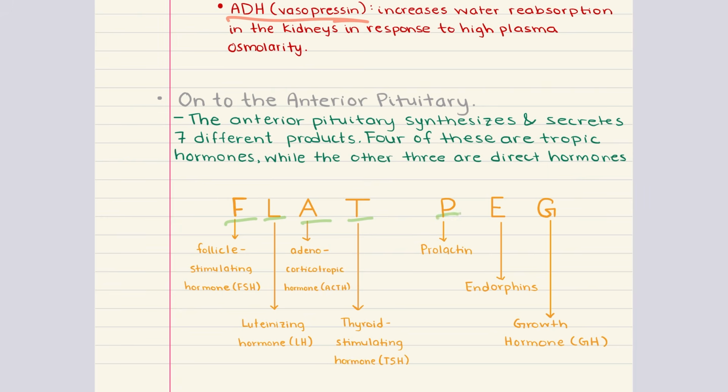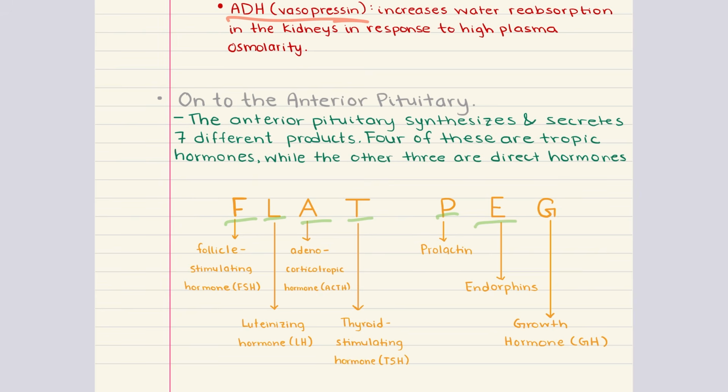P is for prolactin. Its role is to promote milk production in lactating females. Now, unlike most anterior pituitary hormones, prolactin is mainly regulated by inhibition. It is constantly being suppressed by dopamine from the hypothalamus, and it's only secreted when that inhibition is lifted.